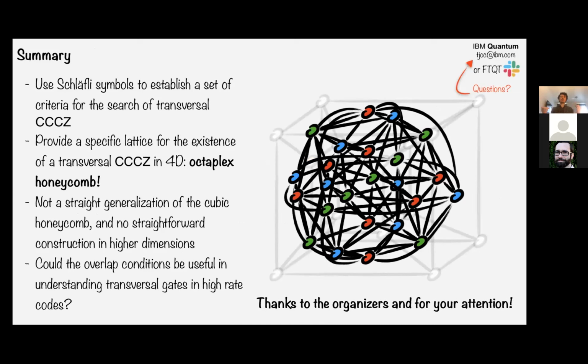So the idea here was we wanted to search for a code that had a transversal CCCZ gate, and to generalize the techniques that were introduced by Vasmer-Browne for overlap conditions between the X stabilizers of our code. And we found this octaplex honeycomb was a natural candidate, and we could calculate from the Schläfli symbols a lot of different properties of this code. It's interesting that it's just not a straightforward generalization of the cubic honeycomb. And more generally speaking, it would be nice to get a better understanding of these overlap conditions so that we can understand transversal gates higher in the Clifford hierarchy for higher rate codes, not just codes that encode a constant number of qubits.